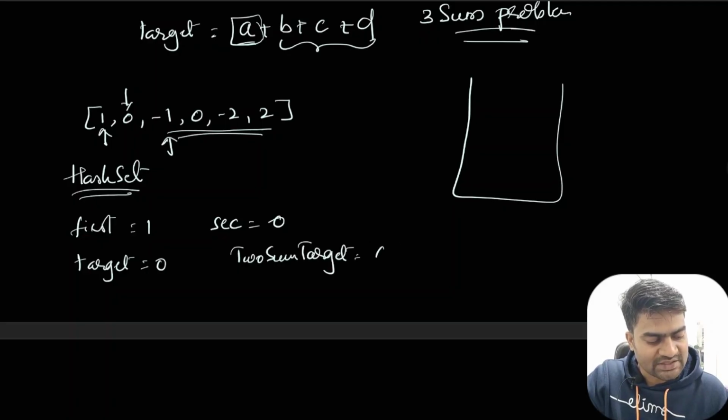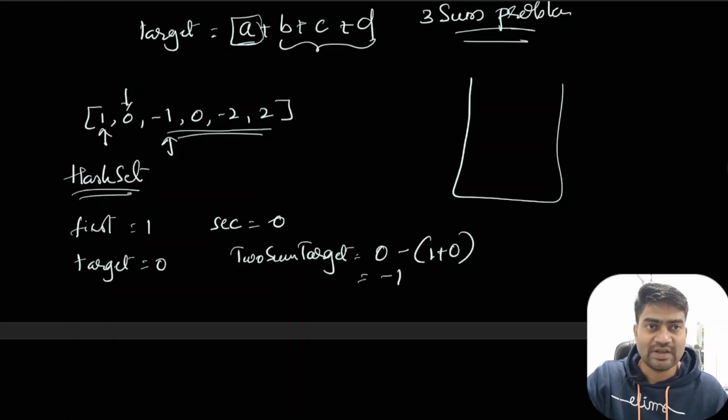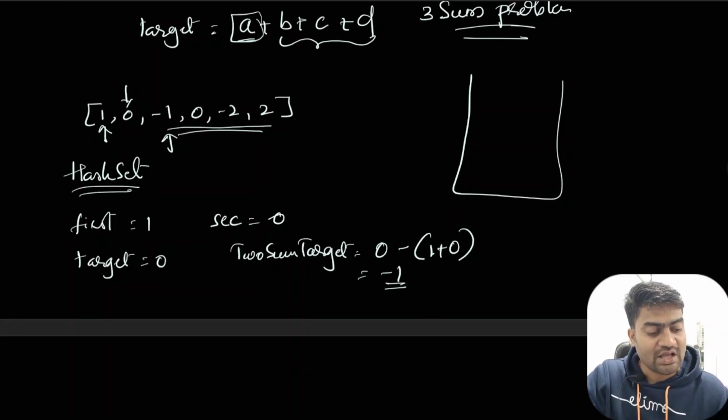Now the two sum target becomes the total target, which is 0, minus the first number, which is 1, minus the second number, which is 0. So my two sum target will be -1. Now if we find two numbers which sum up to -1, then we found quadruplets, right? Those are the four numbers which contribute.